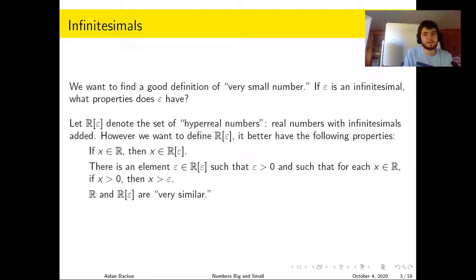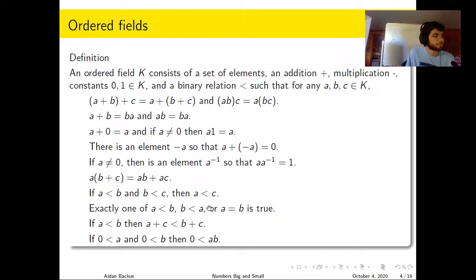So this epsilon really needs to be smaller than every positive real number. And yet, in spite of the fact that no such real number exists, we want the real numbers and the hyperreal numbers to be as similar as they reasonably can. We're going to make precise what we mean by that. What do we mean by the real numbers and the hyperreal numbers being very similar? Well, to do that, we're going to need to talk about what is called an ordered field.